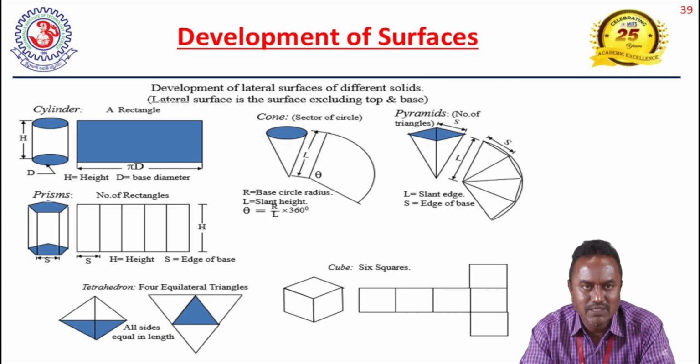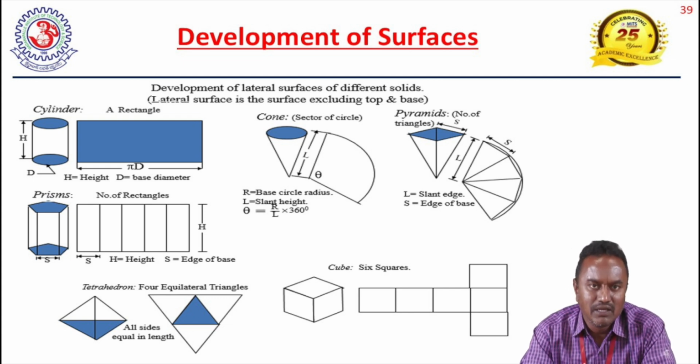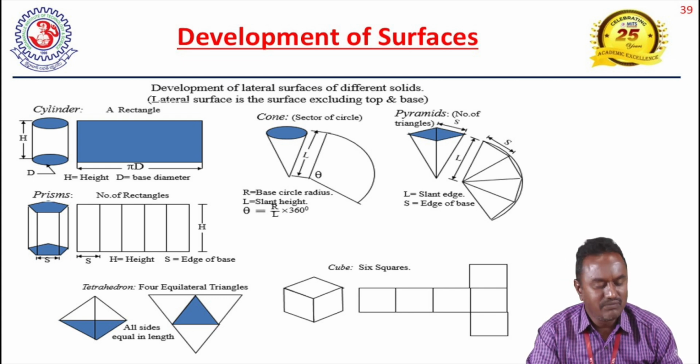Next is prisms. For prisms also, we use the number of sides. For example, if it is a hexagon and each base side is 40 mm, then 6 into 40. Like that we can divide. In the case of a cube also, and all the prisms, we divide by the number of sides. We will get the development of the surfaces.